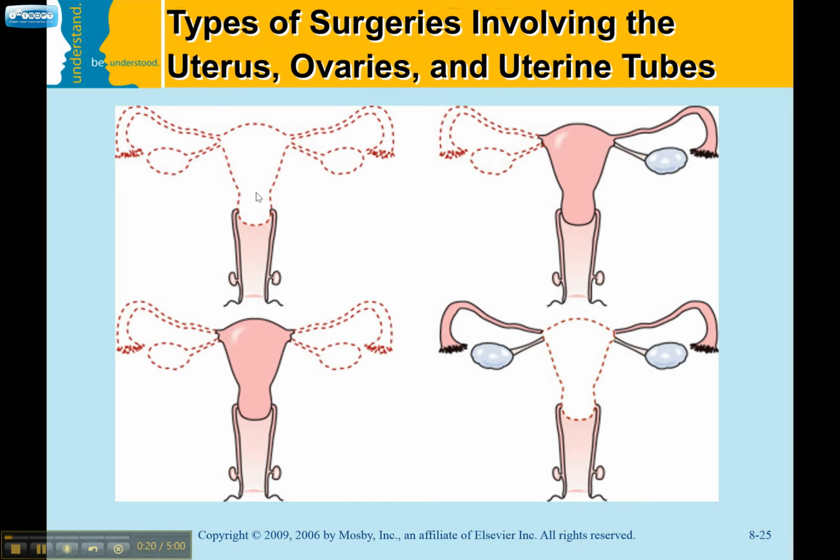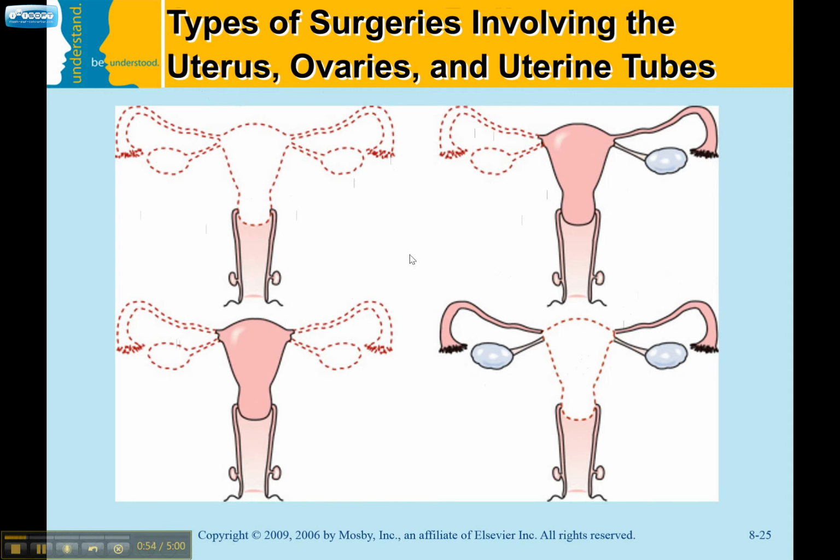Before we go any further, I want to show you this. These are different scenarios in terms of surgeries that would involve removal of any or all of the parts of the female reproductive system. If a person is having what they call a total hysterectomy, that would be this one, where they take the uterus, the fallopian tubes, and the ovaries, and they take all of that out. In this case, here they're just taking one side of the fallopian tube and the ovary. Here they're taking just the fallopian tubes and ovaries, and here they're taking just the uterus.